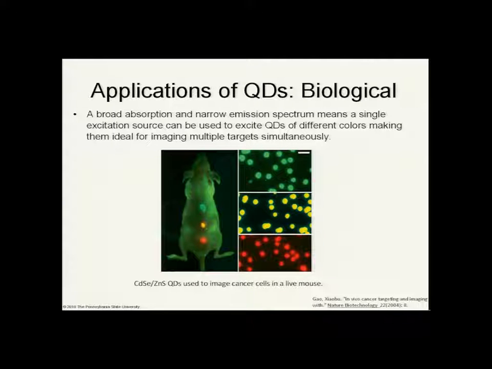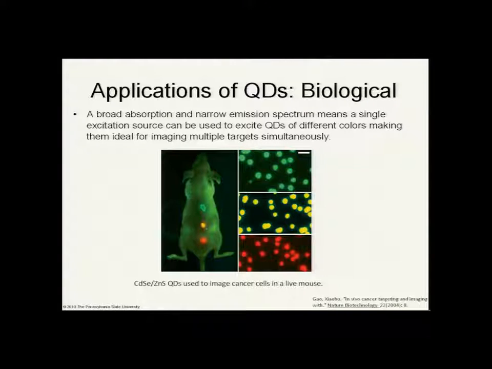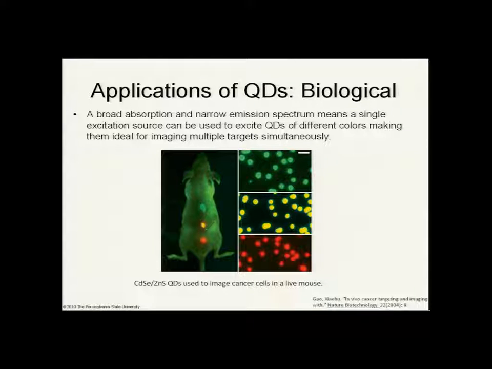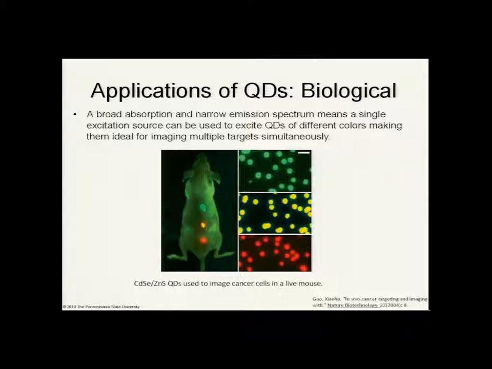This figure shows cadmium selenide zinc sulfide quantum dots used to image cancer cells in a live mouse. These are perhaps three different types of cancers, and the quantum dots have been linked to the different types.